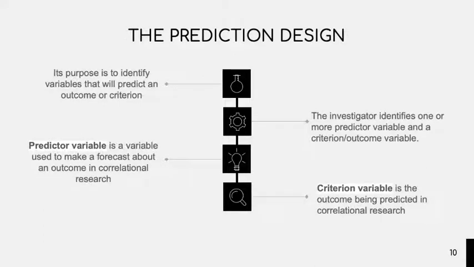The next type of correlational design is the prediction design. In a prediction design, researchers anticipate outcomes by using certain variables or predictors. Prediction studies are useful because they help anticipate or forecast future behavior. The purpose of this design is to identify variables that will predict an outcome or criterion. So the researcher identifies one or more predictor variables and a criterion. Criterion is also called the outcome variable. The predictor variable is used to make a forecast about an outcome in correlational research. The criterion variable is the outcome being predicted.